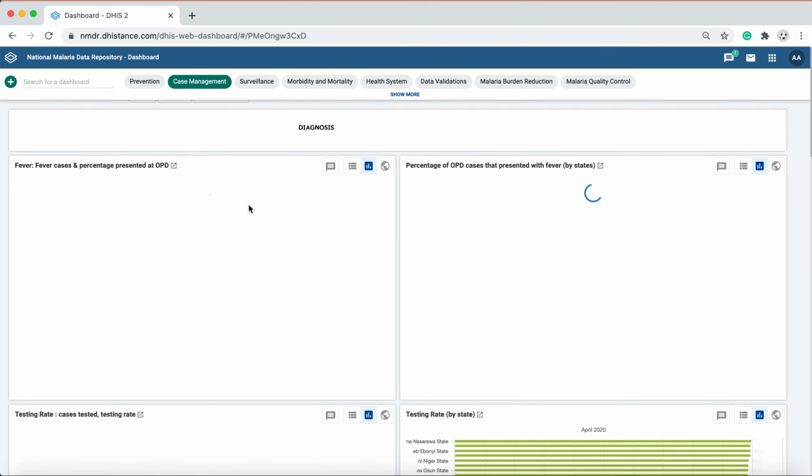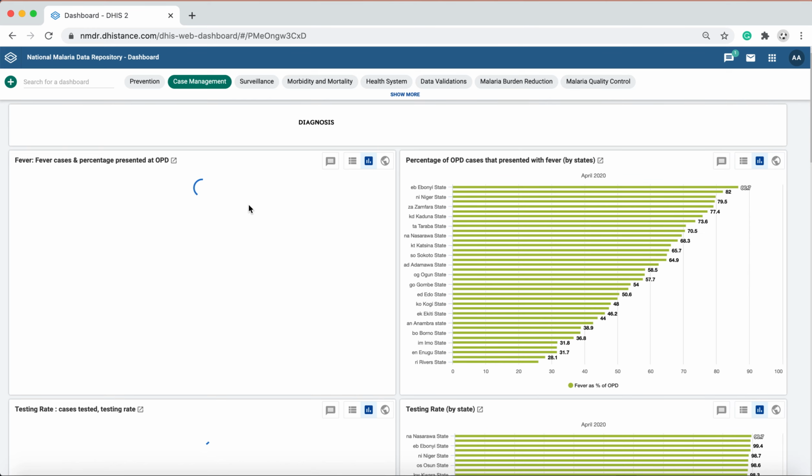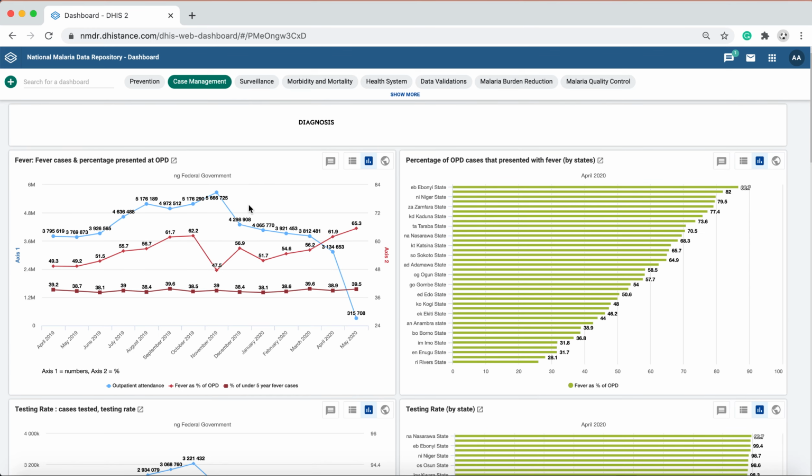So moving into the case management dashboard, you would now see that, as I rightly said, capturing the continuum of care, presentation with fever in the OPD as the first chart. So you can see the blue line, this is an absolute number of fever attendance to the OPD. That's number of clients or patients attending services through the outpatient department. Then you can see the other red line here, the lighter red, represents the fever as a percentage of presentation to the OPD. Then the dark red is under 5 presentation.